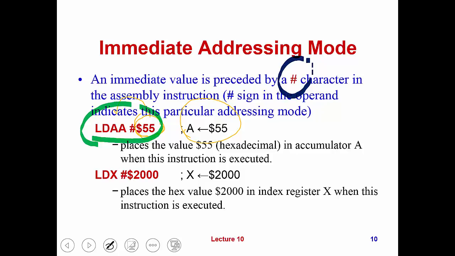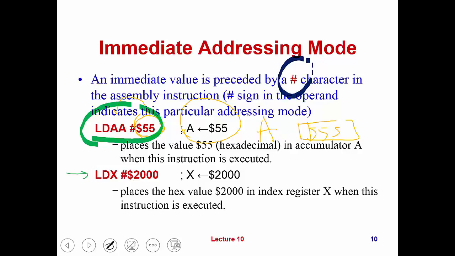So this 55 is 1 byte, which we can load into A. After this instruction is run, then what? Assume this is accumulator A, so 55 is loaded in A. Well, next one, LDX, okay, pound sign $2000. Here, because we try to load a value in the index register X.